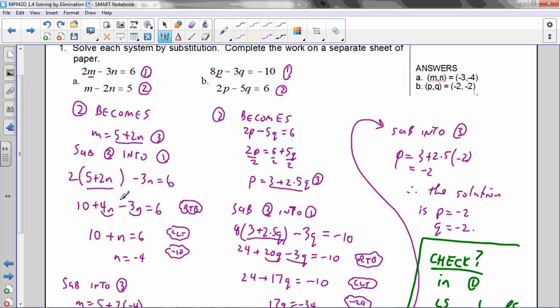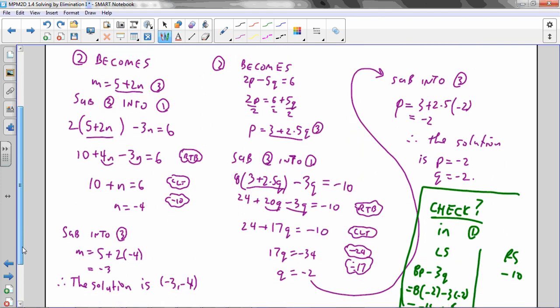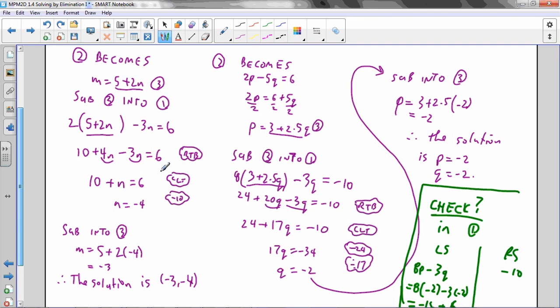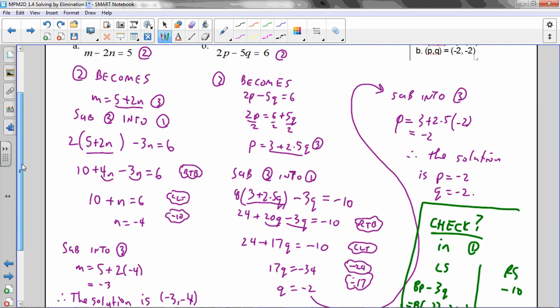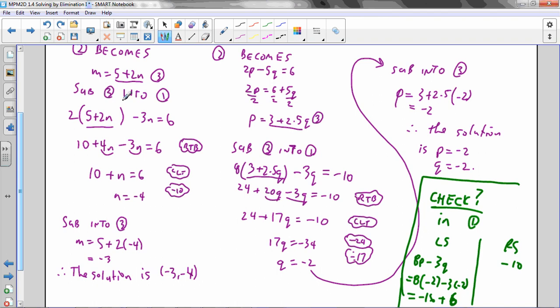I remove the brackets by multiplying 10 plus 4n, collect those like terms. That's what CLT stands for, collect like terms. Then I subtracted 10 from both sides, and I got n equals -4. Remember, you're not done there. That's only the first step. Then you take that and go back into one of the original equations. It doesn't matter which one, remember. This one is pretty nice because if I just substitute n equals -4 into that, I can put it into my calculator in one step and get an answer.